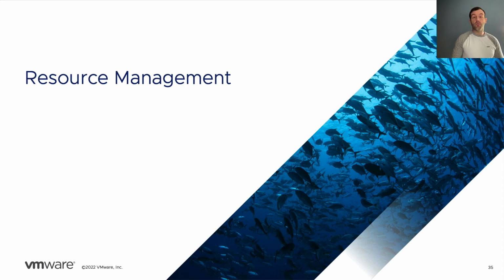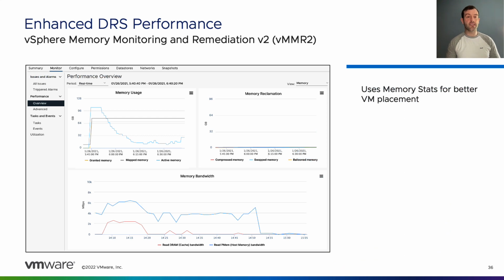Now, just a couple of brief notes in the area of resource management. The first one being some enhanced DRS performance with vSphere memory monitoring and remediation version 2. So we introduced vMMR in vSphere 7 Update 3. And in vSphere 8, the DRS performance is significantly improved by better leveraging these memory statistics. And this results in more optimal placement decisions by DRS for VMs without affecting their performance and/or resource consumption.